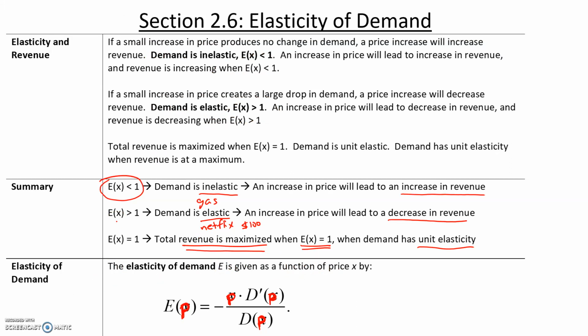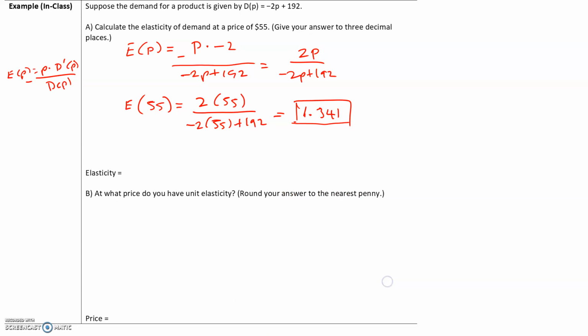If the elasticity of demand is greater than 1, then demand is elastic, which means if you raise prices, the demand will drop significantly, and that'll lead to a decrease in revenue. Okay, so the elasticity of demand is 1.341, and therefore we should not increase prices.